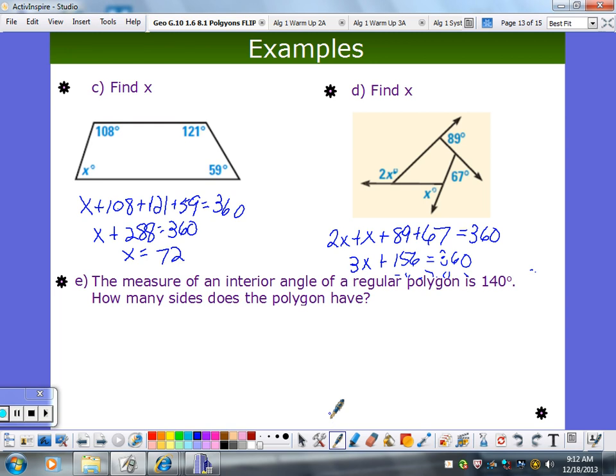Interior angle. So they're giving me one angle in a regular polygon is 140 degrees. So again, I don't know how many sides, but one of the angles is 140, and I know it's regular. How many sides does it have? What do you think?